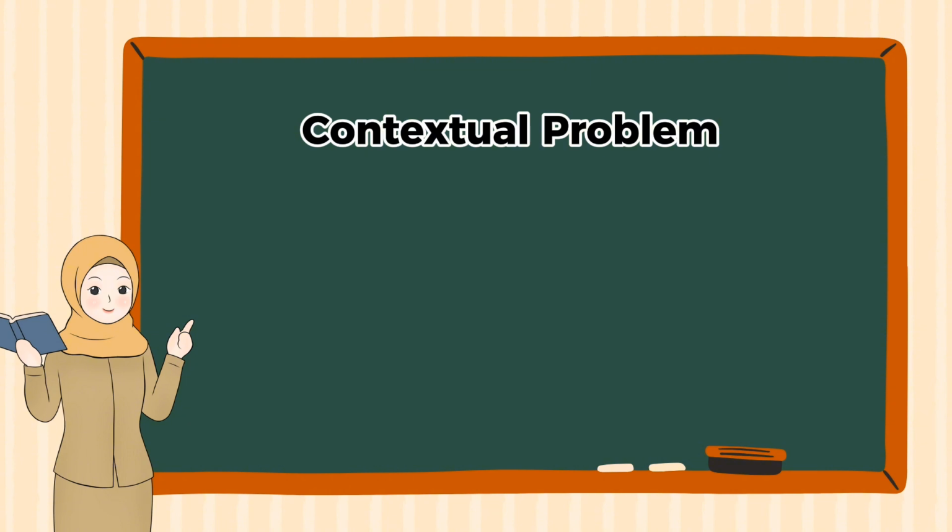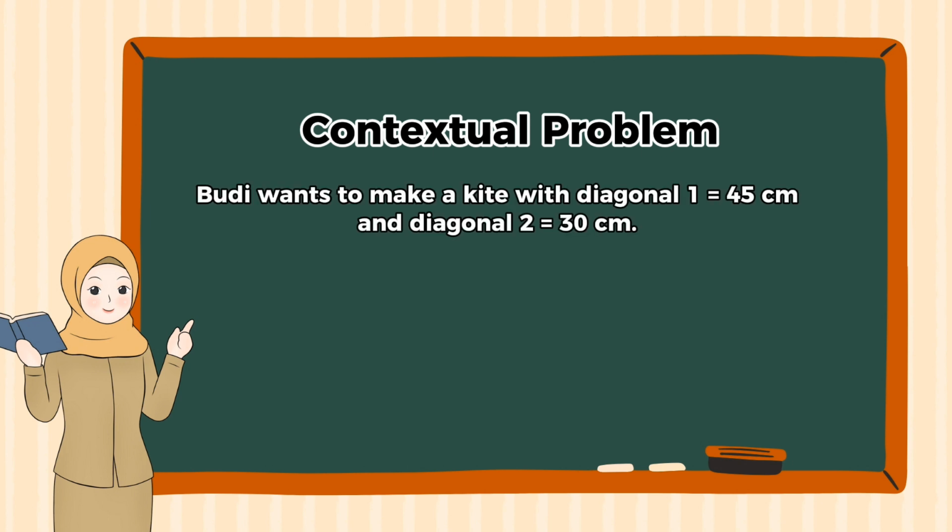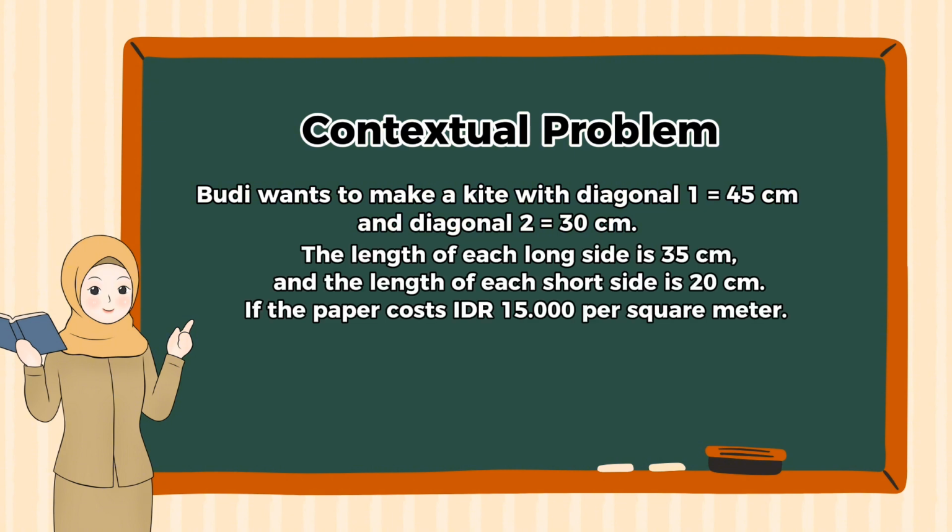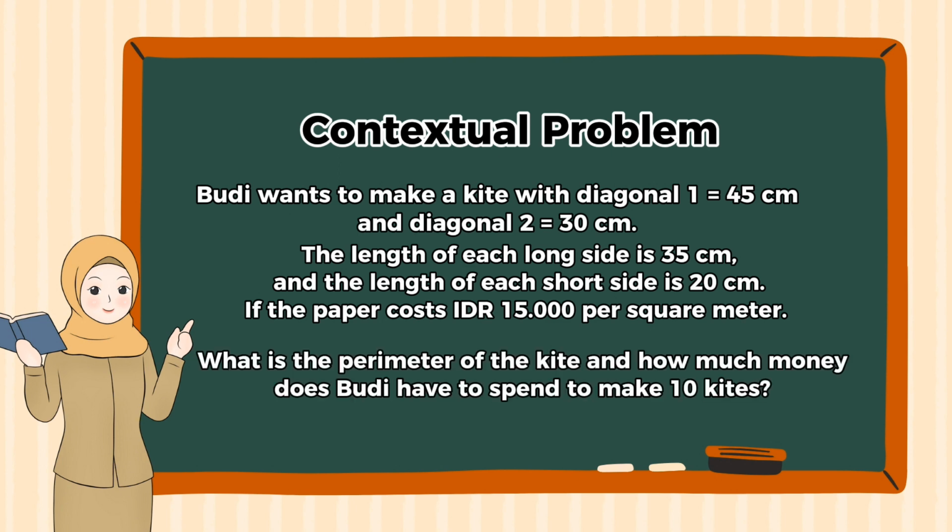After we understand the kite material, let's solve problems related to the kite. Here is the question. Budi wants to make a kite with diagonal length 1 is 45 cm and diagonal length 2 is 30 cm. The length of each long side is 35 cm and the length of each short side is 20 cm. If the paper costs 15,000 rupiah per square meter, what is the perimeter of the kite and how much money does Budi have to spend to make 10 kites?